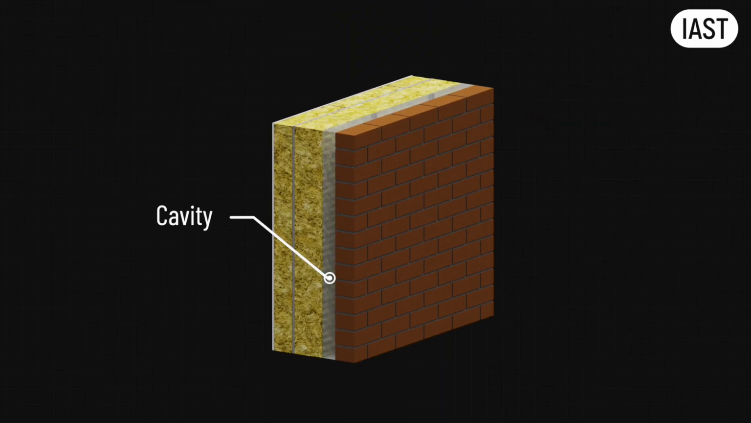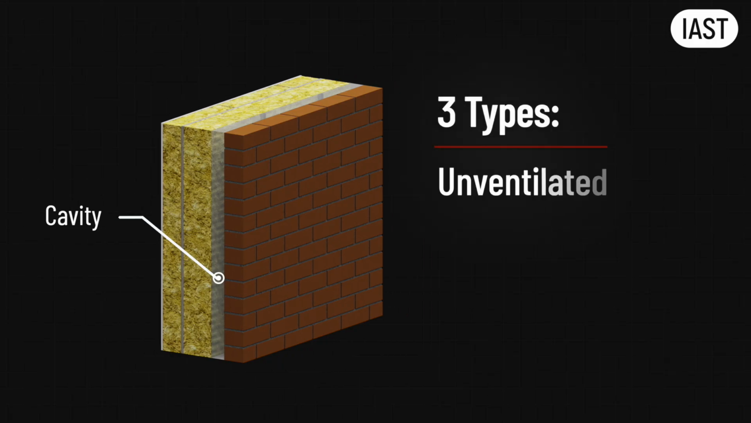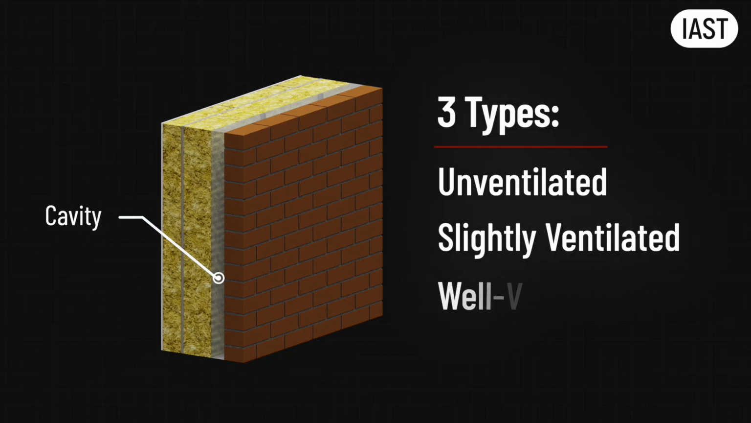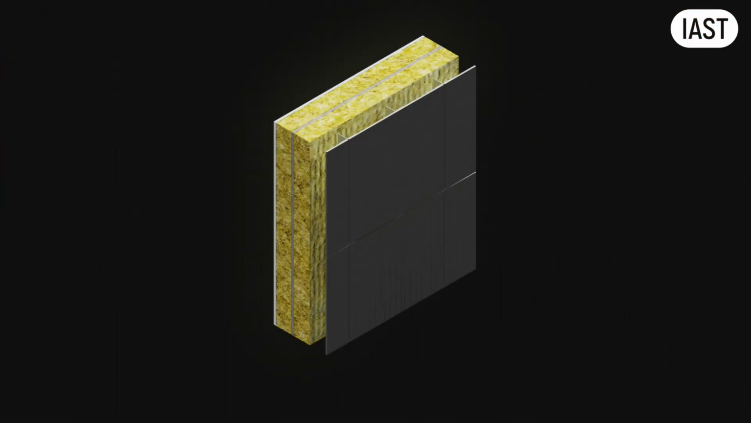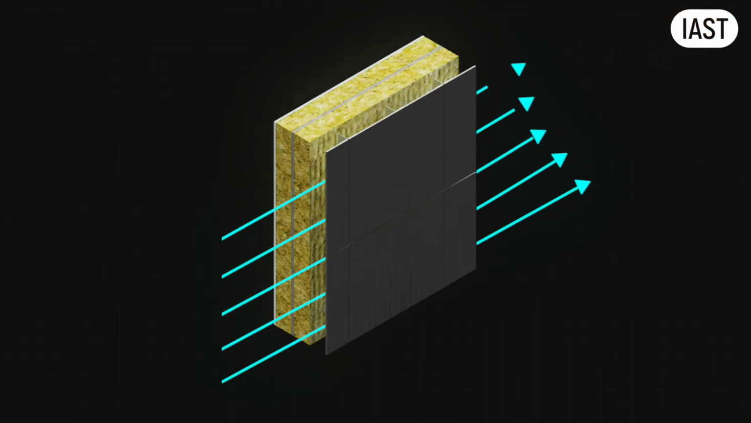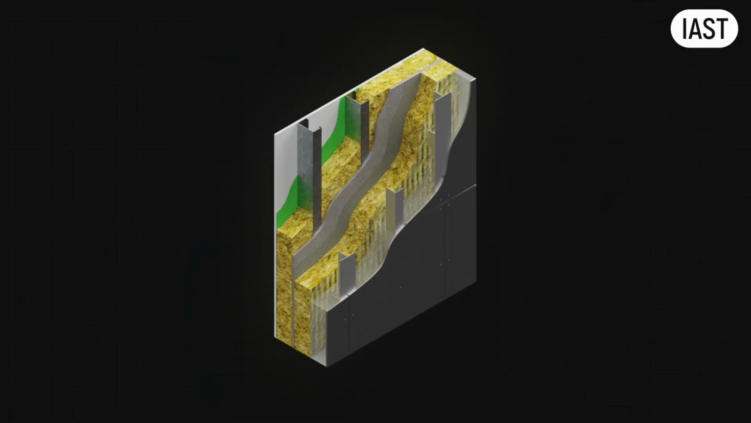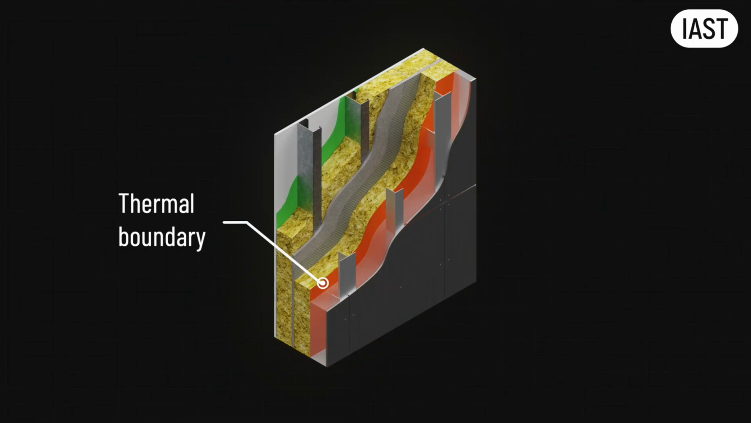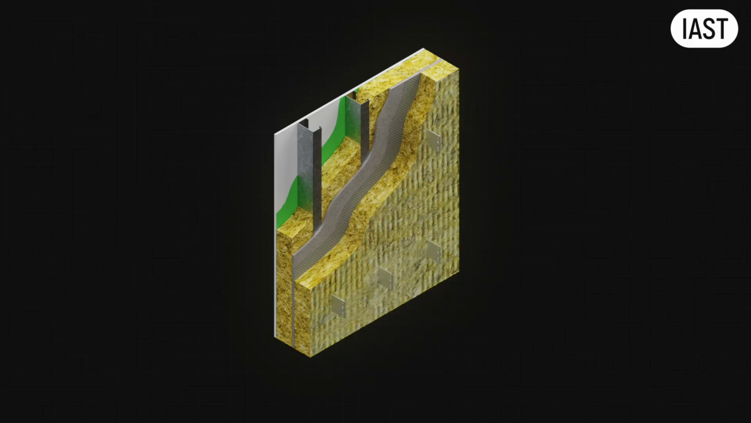Now, the air cavity. It comes in 3 types: unventilated, slightly ventilated, and well ventilated. The classification matters. Each type is treated differently in the calculation, and getting it wrong will shift your R value and U value, sometimes enough to change the outcome. A well ventilated cavity means fresh air is constantly flushing through. The air stops insulating, and the moment that happens, the thermal boundary shifts inwards to the outer face of the insulation.